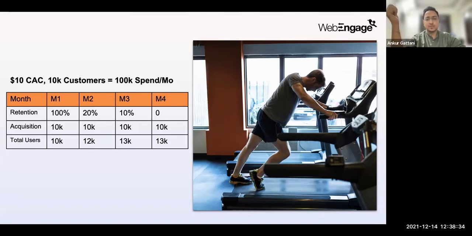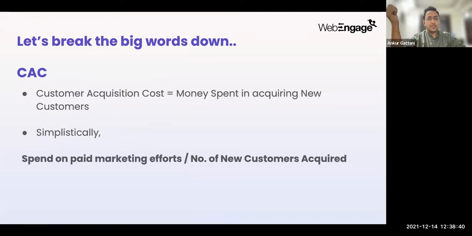That's one of the hardest positions to come out of. Right. Hence, to be cognizant about retention from early days will always hold you in good stead. Let's break a few words down.